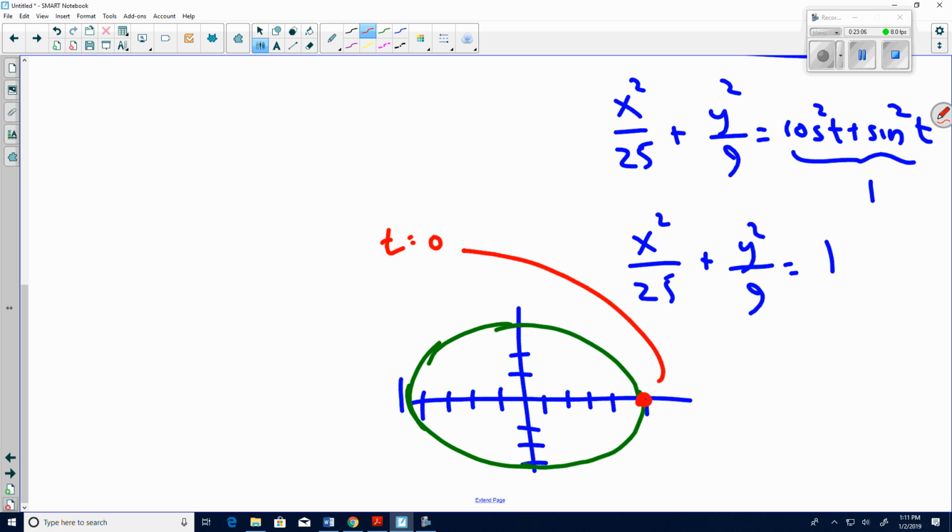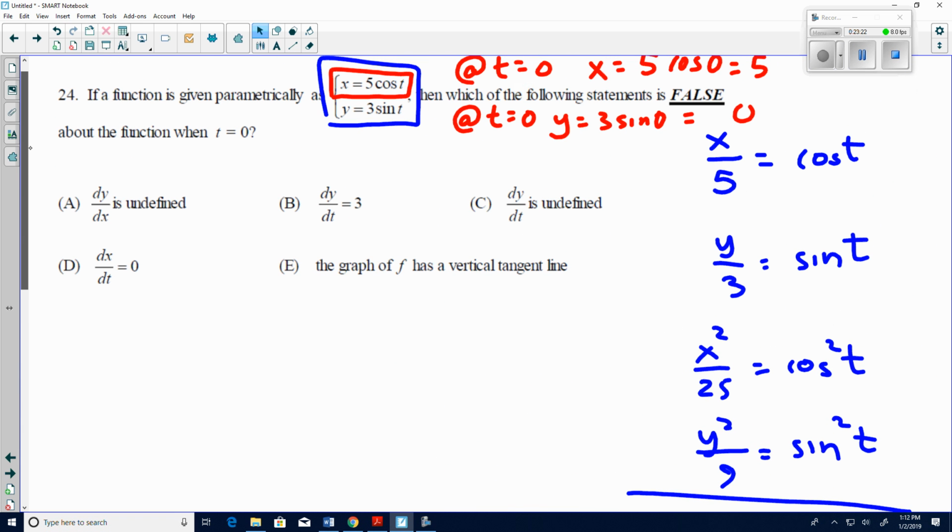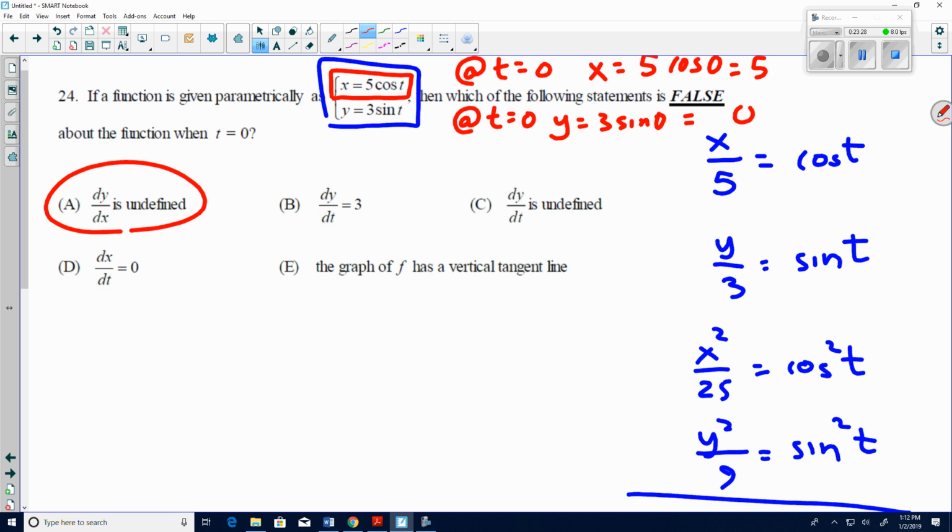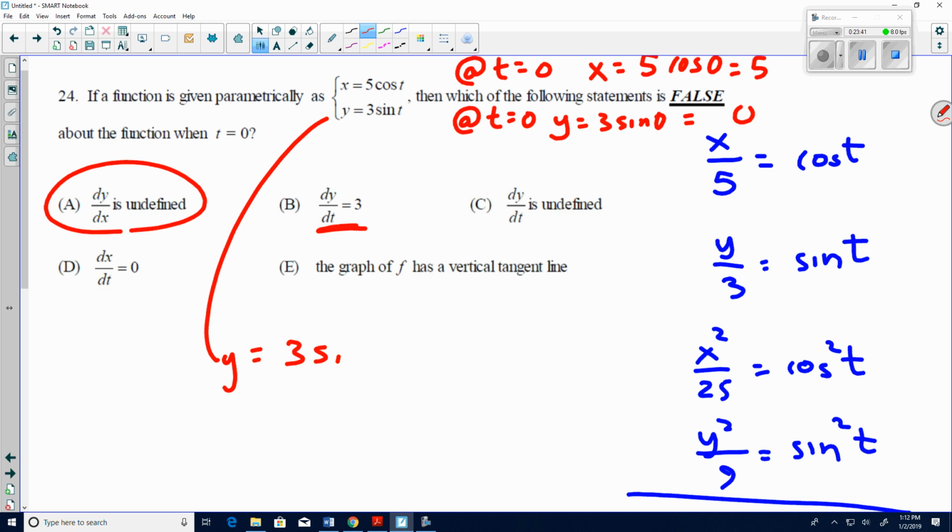Okay, so at that location, what can we say about the derivative? Well, it's pretty obvious, I think, just by looking at it, that the tangent line is vertical, which means dy dx is going to be undefined. So dy dx is undefined. Slope of the tangent line, rise over run, undefined. Certainly this says something about change of y with respect to t. We could find that just using calculus if we wanted to. And we've got y is 3 sine t, so dy dt is 3 cosine of t evaluated when t is equal to 0.